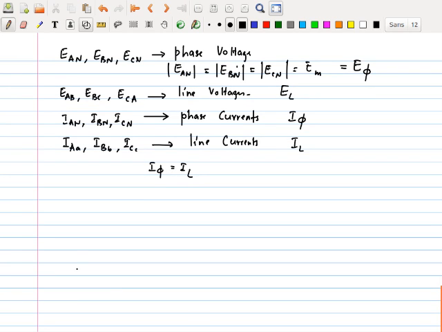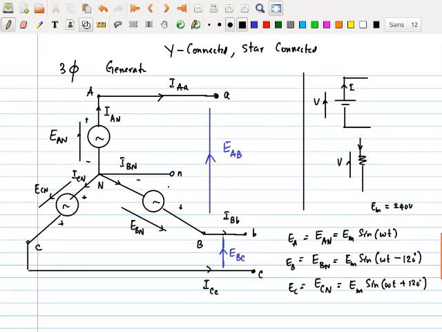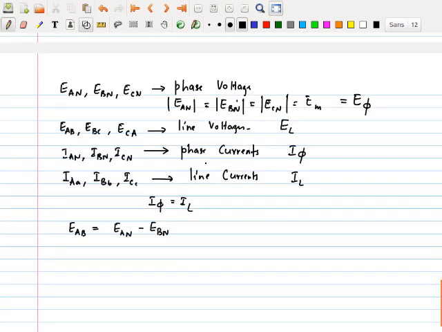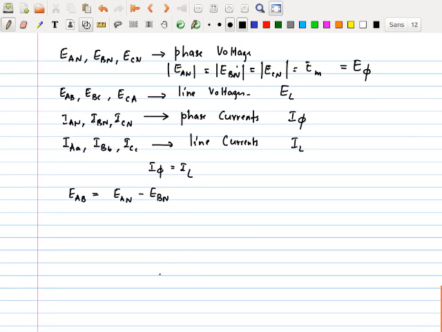Now you realize that E of AB, which is line to line voltage, is nothing other than E of AN, right, minus E of BN. How do you know this? Take a look at this. That voltage here, E of AB, if I apply the Kirchhoff law to this, is equal to E of AN minus E of BN. Right? That's what you have. So now this is not simply a resistive circuit, hence I have to add these things vectorially. Now how do I do that?